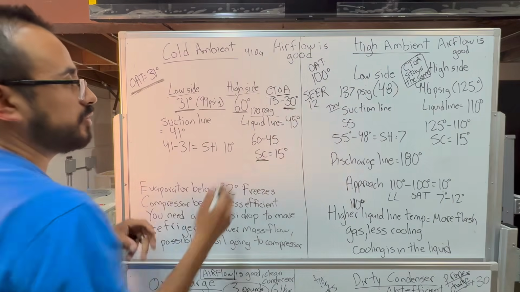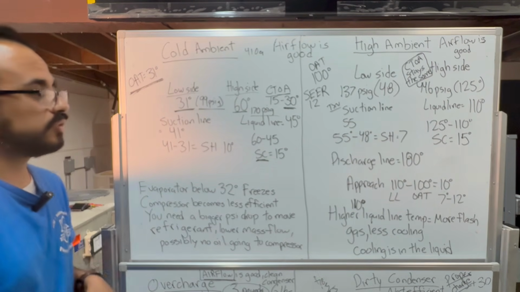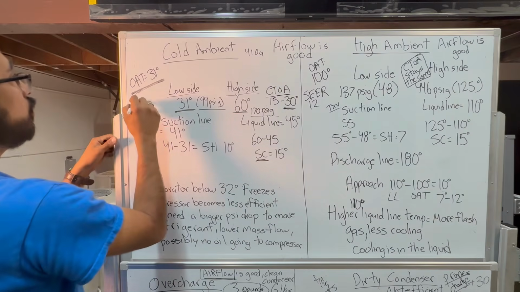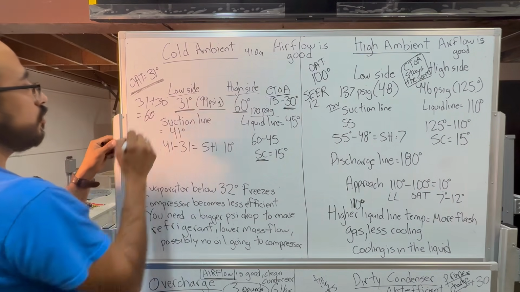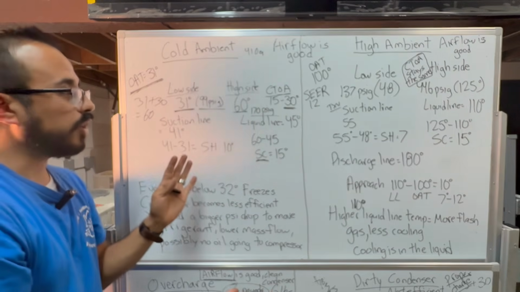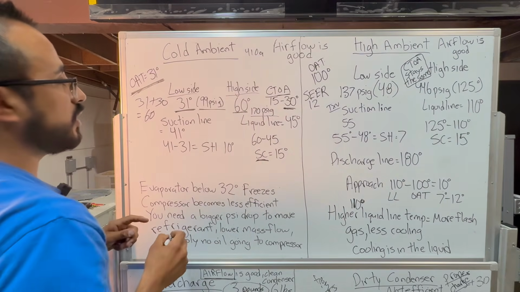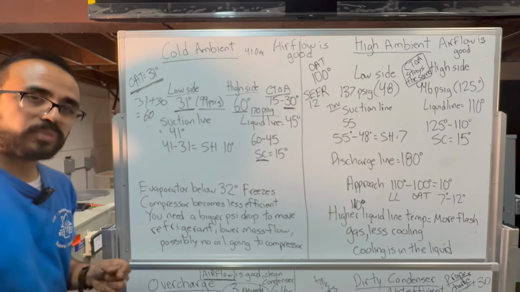Because it's condensing temperature over ambient. It's a SEER, one of the lowest SEERs. So 31 plus 30, I ended up putting 60, but you get the idea, right? So it's doing its job. It raised the head pressure based on the CTOA. So I have 60 degrees condensing temperature. I have 31 degree evaporator temperature, right? So it's doing its job.